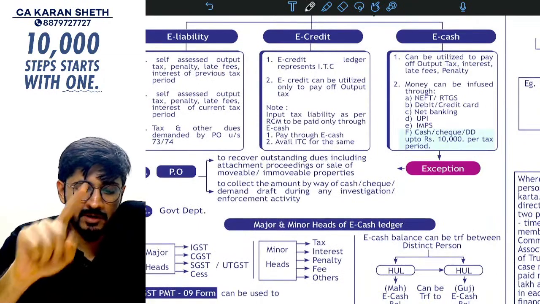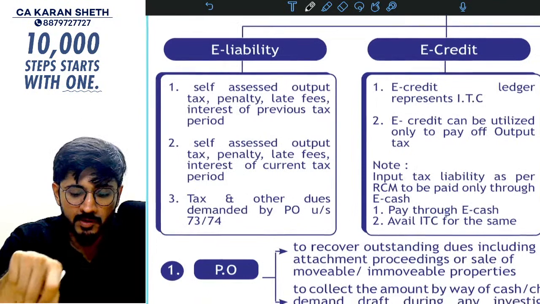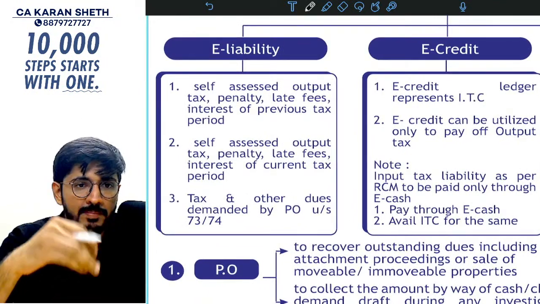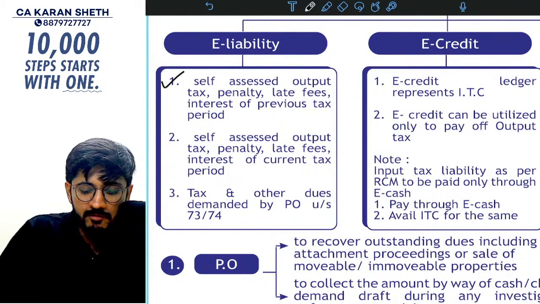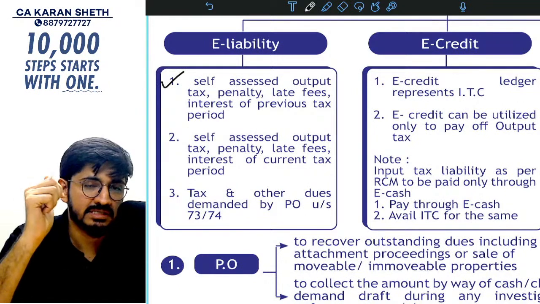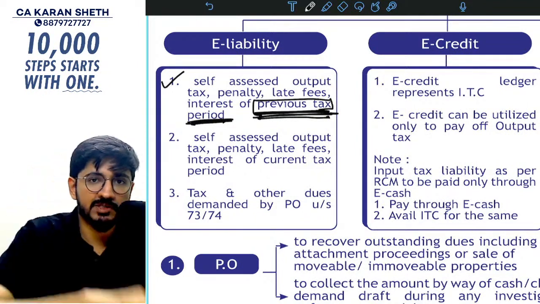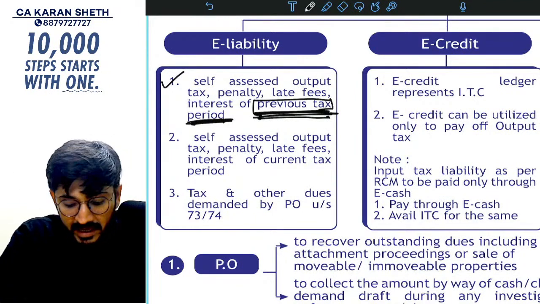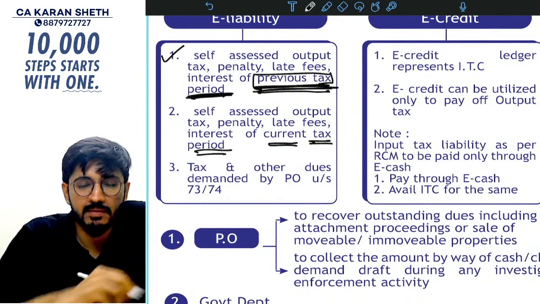So now what I'm trying to say is, what is e-liability? So e-liability, you have three things. This is how you will pay off e-liability. First, you will pay off self-assessed output tax, penalty, late fee, interest of previous tax period. Then you will pay the same for current tax period.